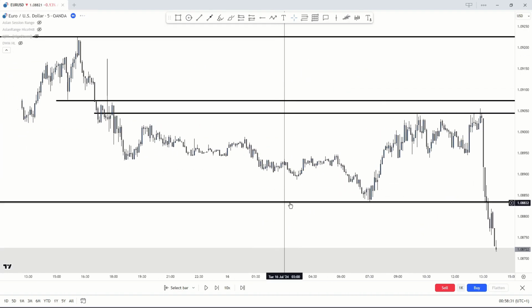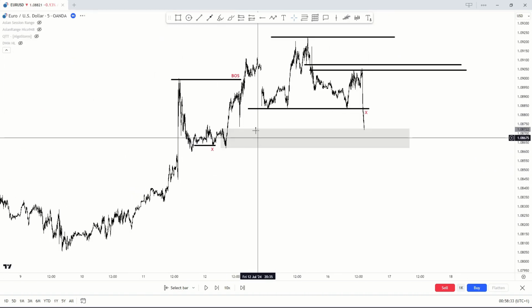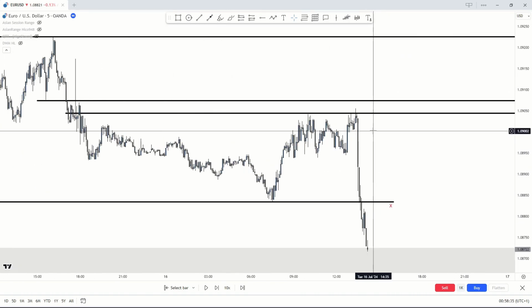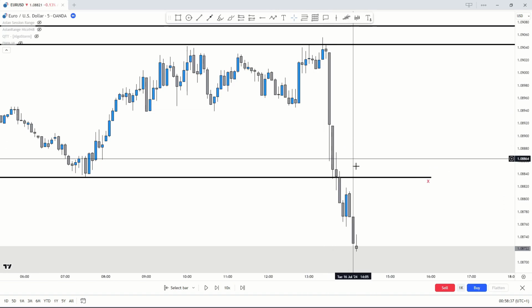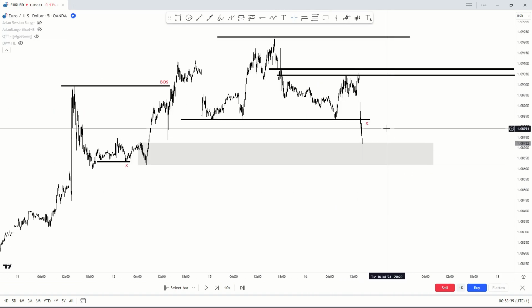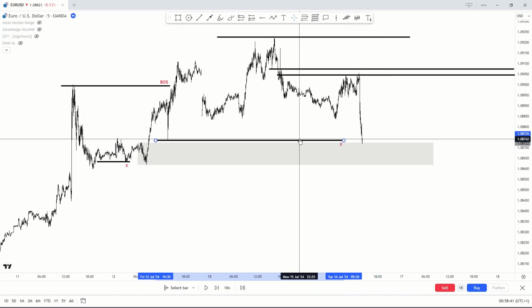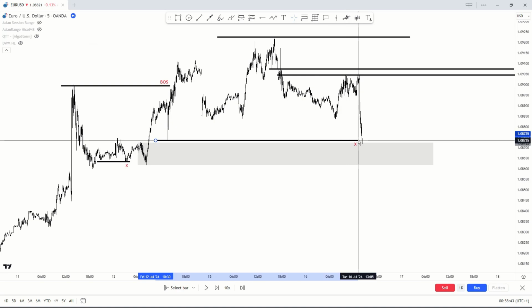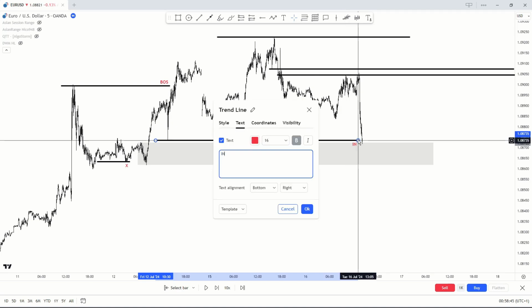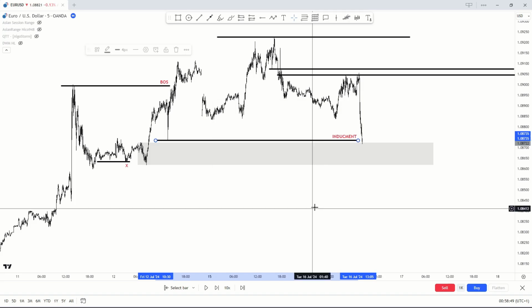Okay, so first things first is that we sweep through this level of liquidity and price immediately picks up in momentum, which is something that I like to see. And we also had this level of inducement over here, which I haven't mentioned in a while on the channel actually. Maybe I'll make a whole video on inducement.